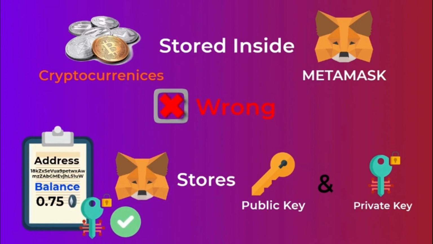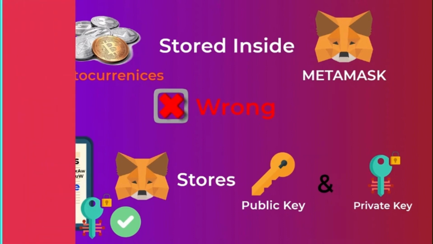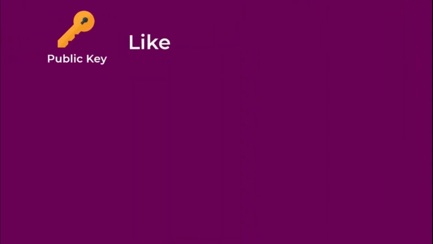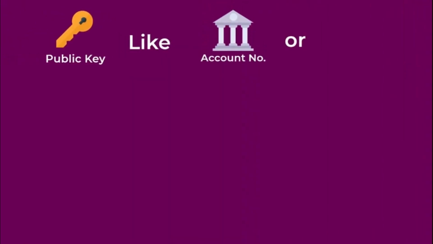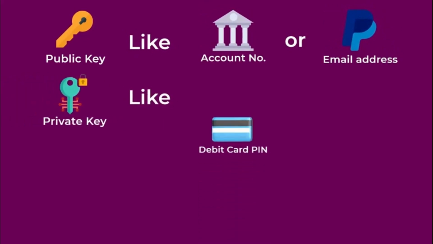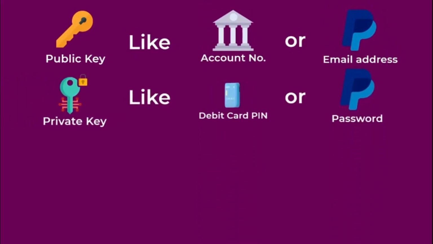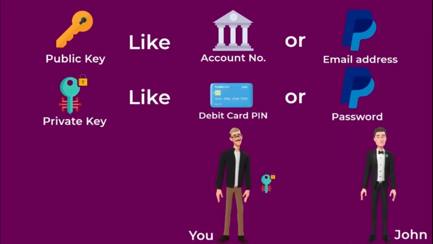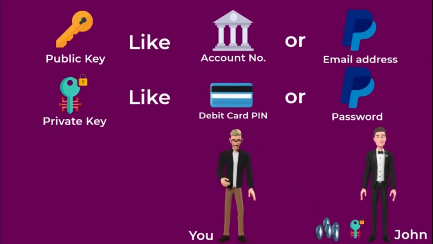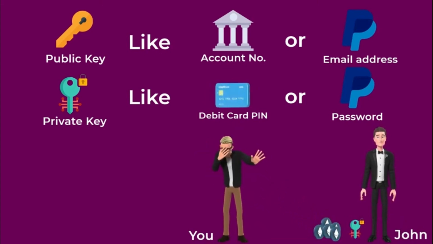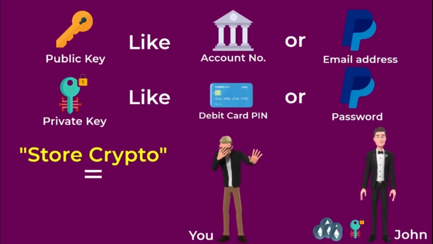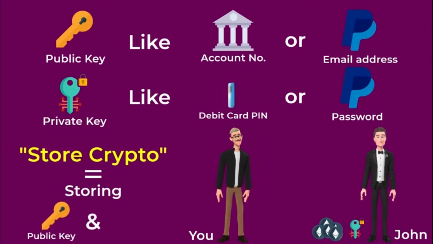When you have the private key, you are allowed to spend the crypto balance of the public key, or the address. You can think of the public key as your bank account number or your PayPal email address, and the private key as the PIN to your debit card or the password to your PayPal account. If someone knows your private key, they can spend all of your money. So, without getting off topic here, just know that the term "store crypto" means storing the public key and the private key.